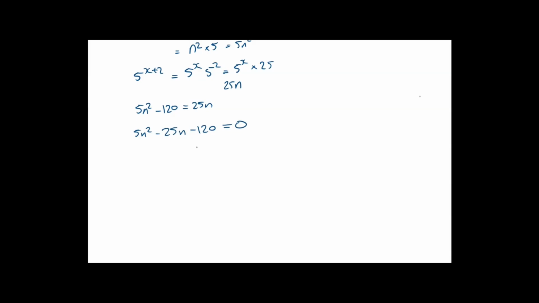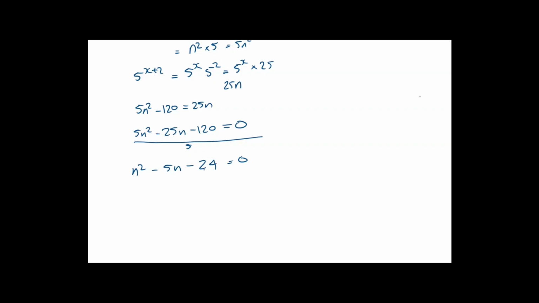What I probably suggest we do straight away is divide everything through by 5. So let's divide that by 5. And we're going to get n squared minus 5n minus 24 equals 0, since 120 divided by 5 is 24. Can we factorize this?